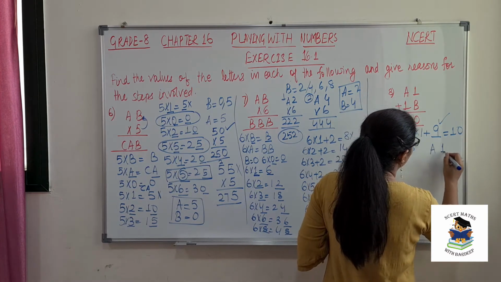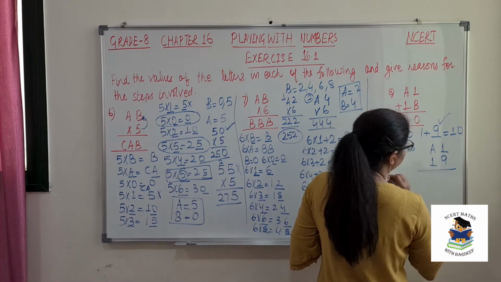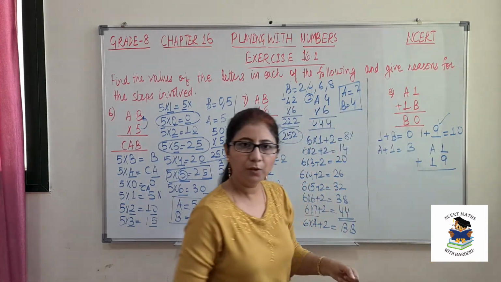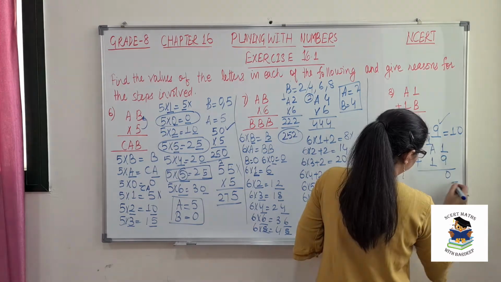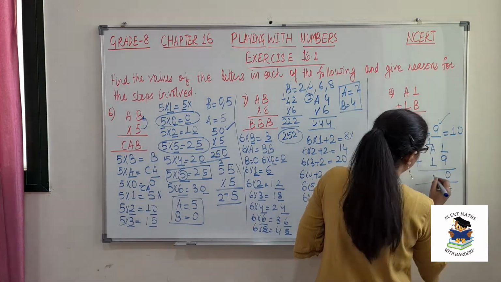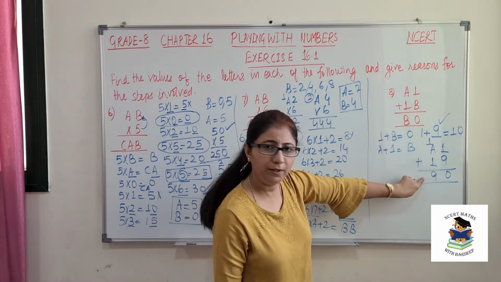A, 1, 1 and B I have calculated as 9. Okay. So this 0 will come. This carry will go here. And this is B again. So this B, 9 will again come.